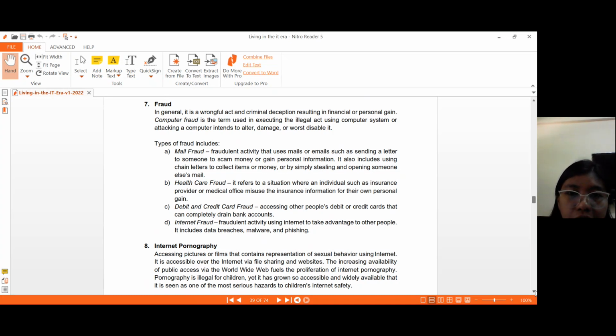So remember that fraud is for the purpose of financial or personal gain, di ba? Para makakuha ng pera from you, yung victim.